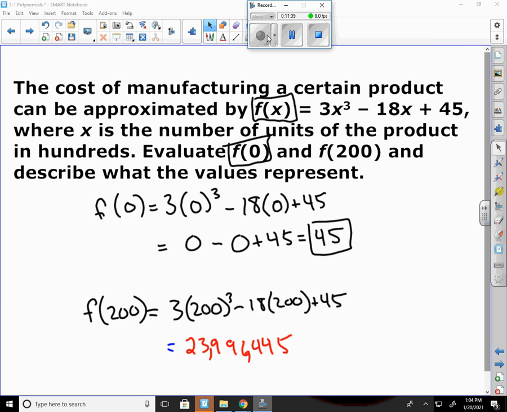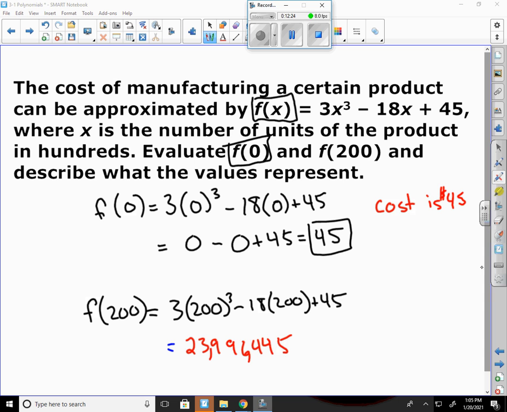And so what this tells me is, we have to explain what these are. X is the number of units of the product in hundreds. So this means that if I'm producing 0 units, then my cost is $45. So even if I don't do anything, my cost is $45. And this is if I produce 200, but it's the product in hundreds. So you would be adding 2 zeros to this.